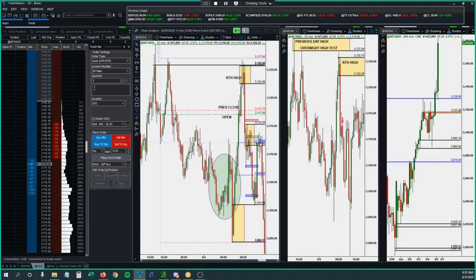Entry was at 3112.50, right above VWAP. VWAP at the time was at 3112. Our entry was at 3112.50. Stop was above these wicks, above this zone in here. So it was right around 3116 was the stop, risking about 3.5 points to make ultimately 10. So it's a 3-to-1 risk to reward type of opportunity, and that's what we're looking for in our intraday trading.